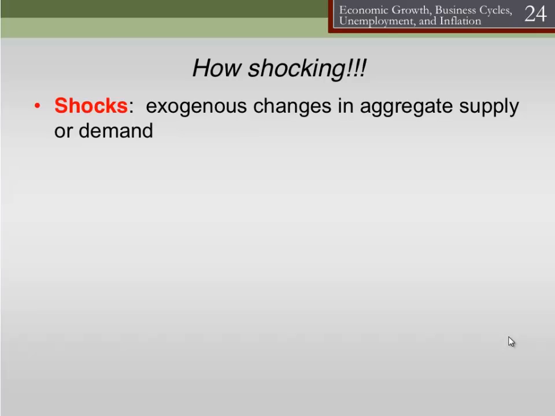For example, if we want to look at gasoline prices, we might take natural disasters like hurricanes hitting and destroying refineries as an exogenous shock, not something we're modeling directly within our model. Why? Because we're economists and not meteorologists. So these are changes in aggregate supply or aggregate demand that just happen. They come from outside of our model.